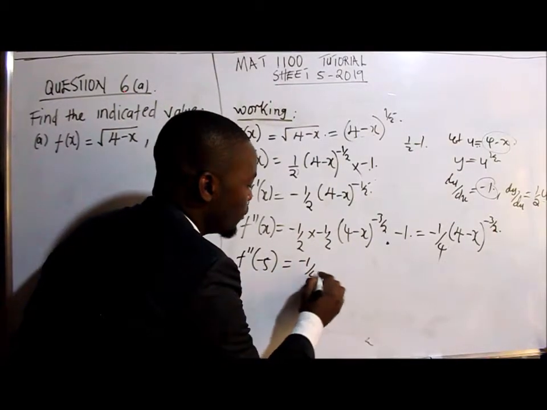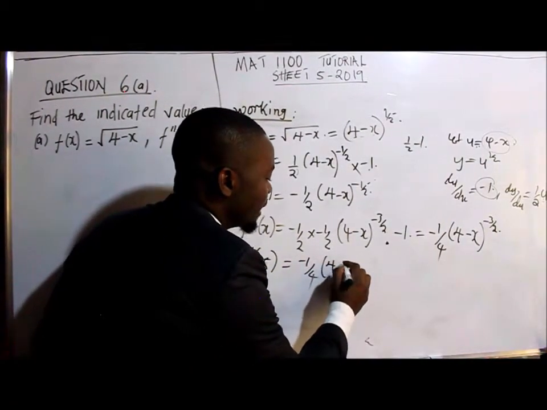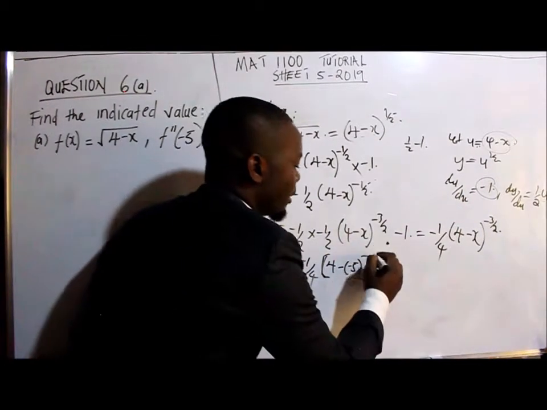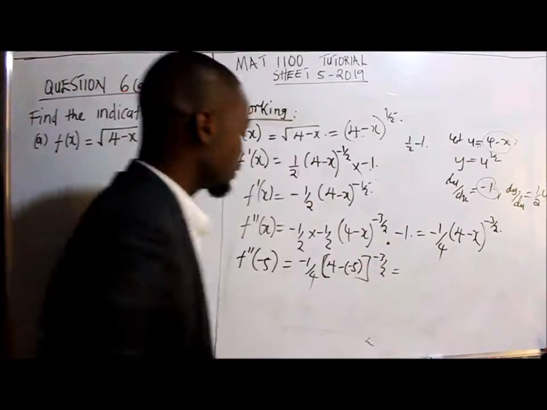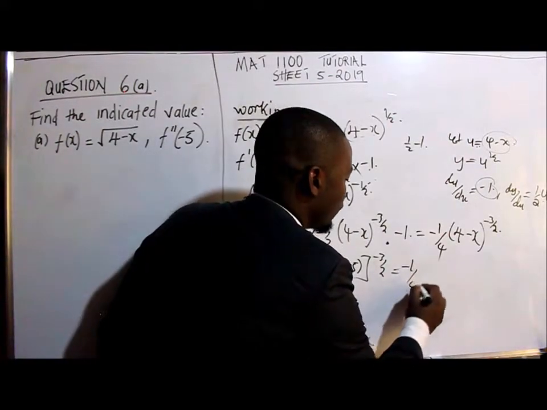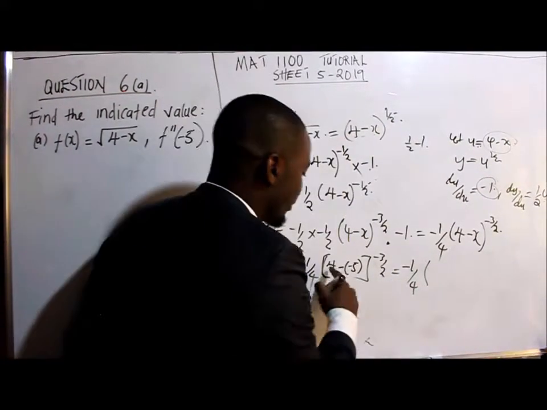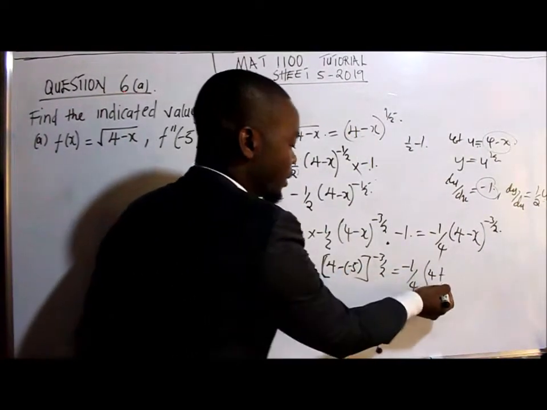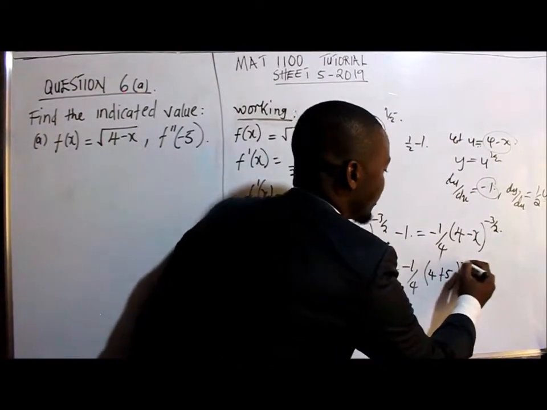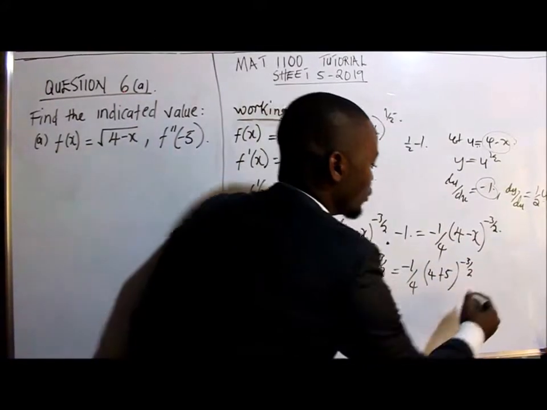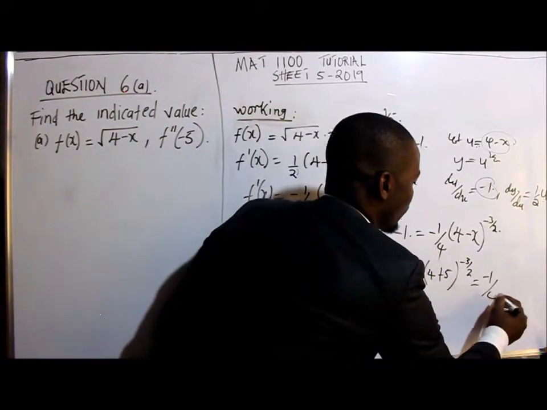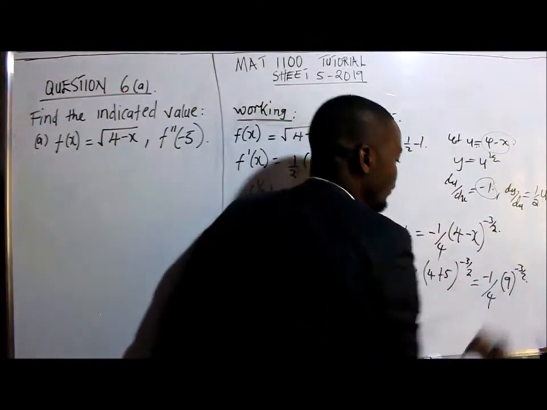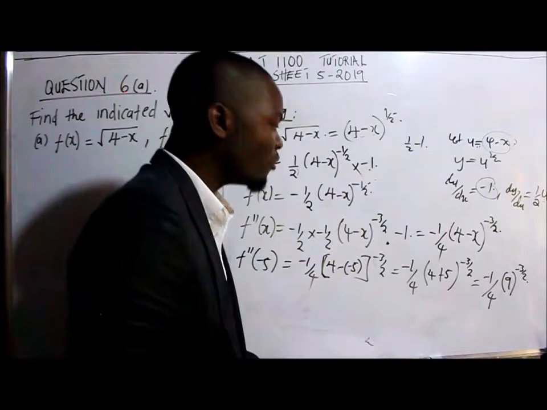So we're going to have negative 1 over 4 times 4 minus negative 5, raised to the power negative 3 over 2. Here we're going to have 4 plus 5, because negative and negative is positive, raised to the power negative 3 over 2, which is equal to negative 1 over 4 times 9 raised to the power negative 3 over 2. From here, it is just a matter of simplifying.